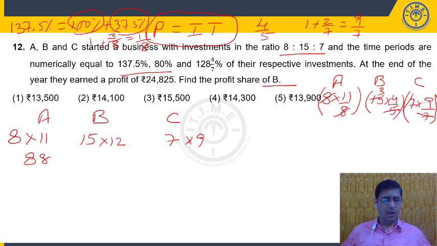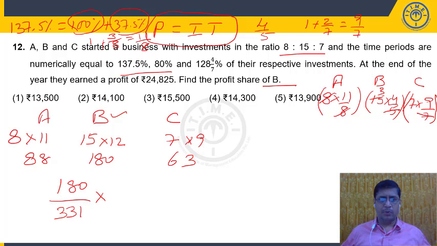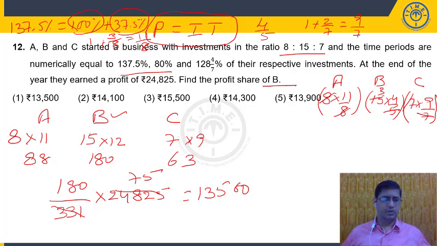88, 180 and 63. What we need to find? The share of B. The share of B means 180 by the sum of the ratios. Sum of the ratios is equal to 331. And what is the total profit? 24,825. Now simplify this. The cancellation goes exactly 75 times. So the result is 13500. Right choice, option number 1. Choice 1 is the right choice.